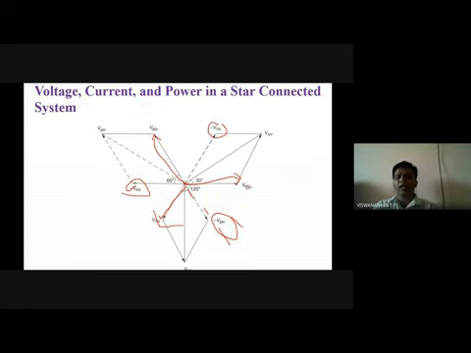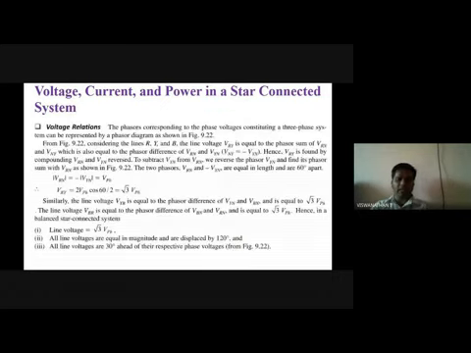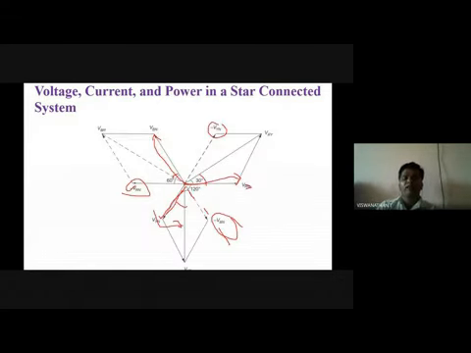Comparing with VRN, it is 30 degree. Comparing with VB, this is 30 degree. Comparing with VYN, it is just 30 degree. So this is what is explained here: all the line voltages are 30 degree ahead of the respective phase voltages.